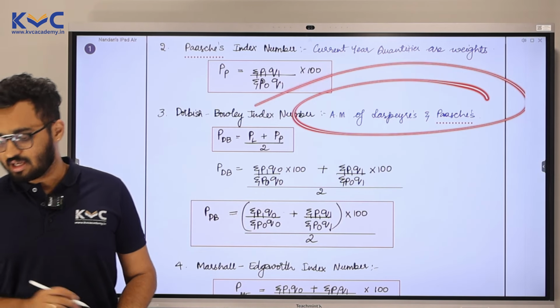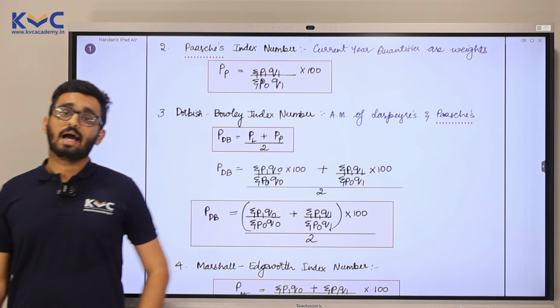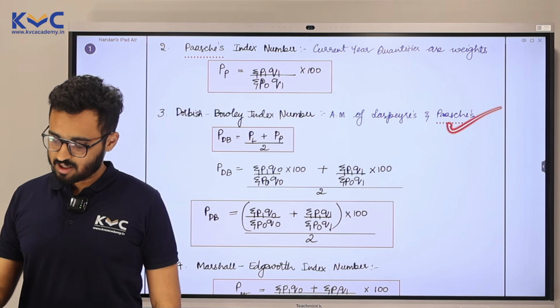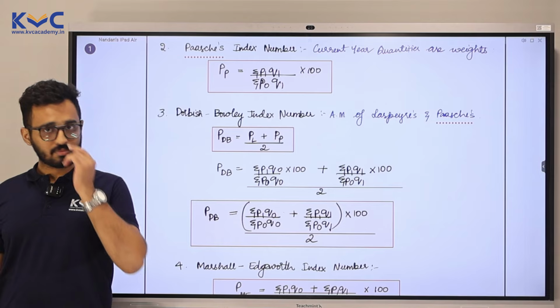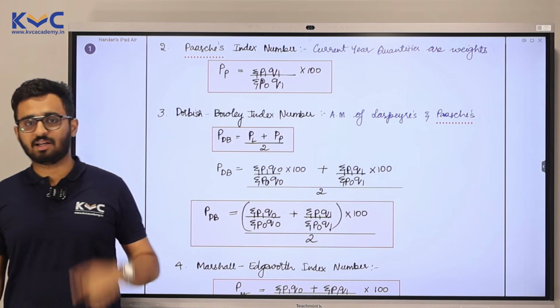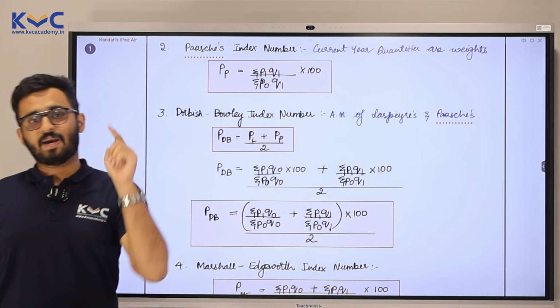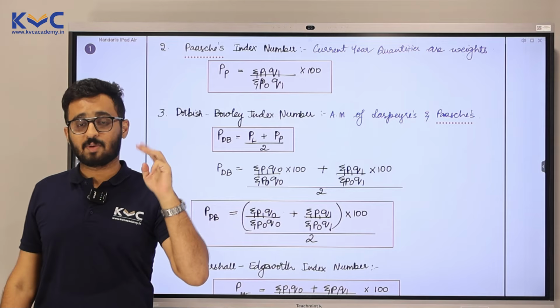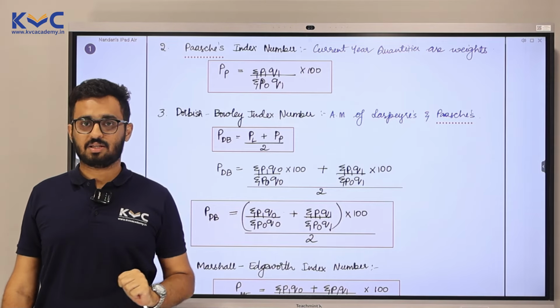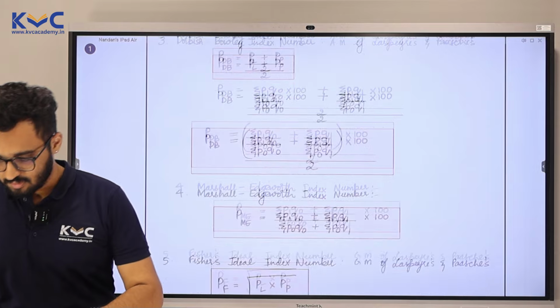So the logic is simple. Take the arithmetic mean of Laspeyre's and Paasche's. Okay, so that is the third one. Laspeyre's is base year, Paasche's is current year, Dorbish-Bowley is the average of Laspeyre's and Paasche's.